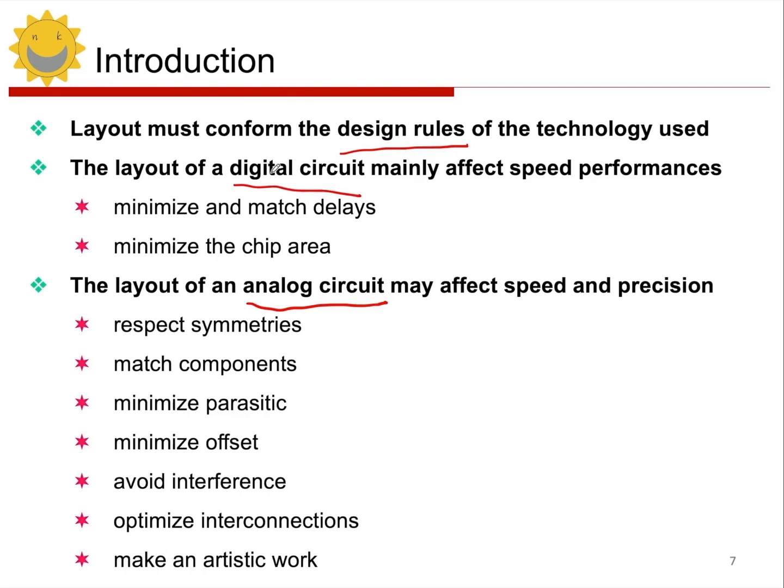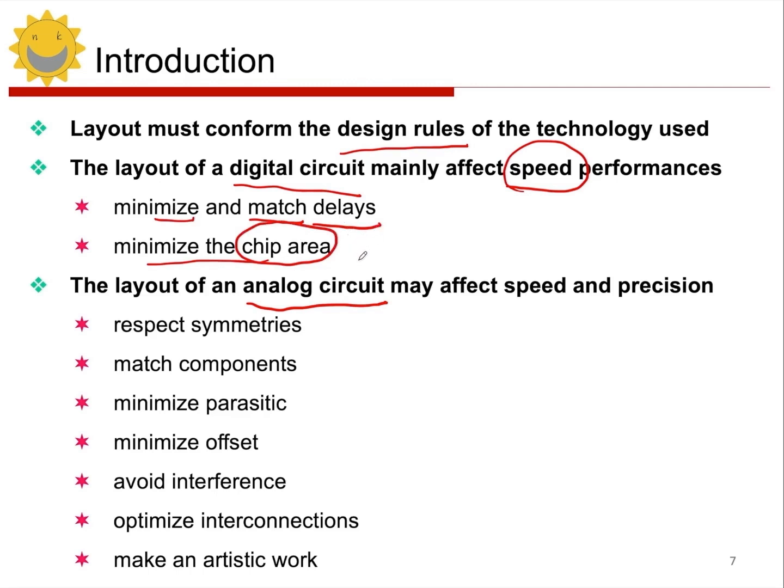Therefore, when designing the layout for digital circuits, we usually focus on how to reduce signal delay or perform some matching. More importantly, we want to minimize the area of the chip. The area of the chip directly relates to its cost. If you can achieve the same functionality while consuming less area, it means you can produce more chips on the same wafer, which lowers the cost per chip. This is what digital circuits focus on.